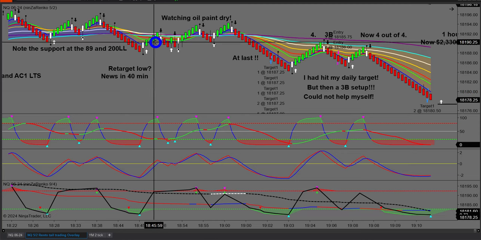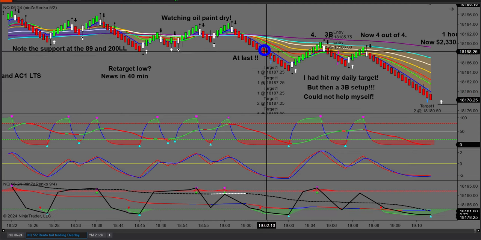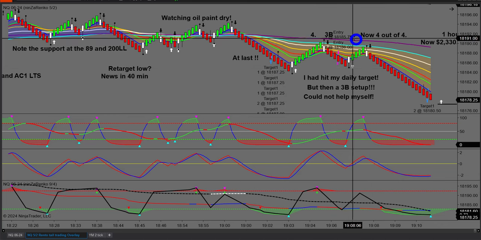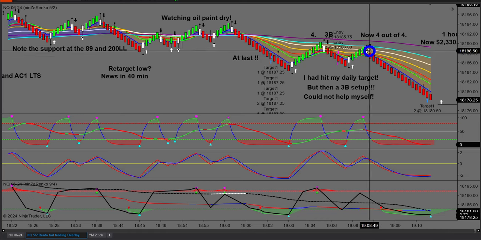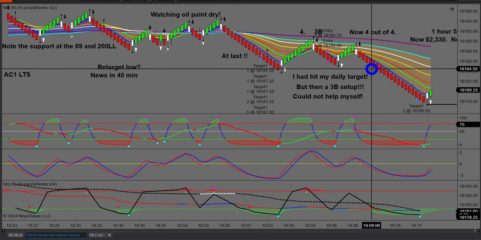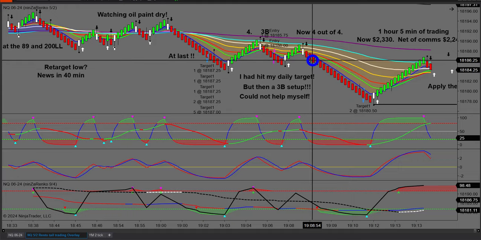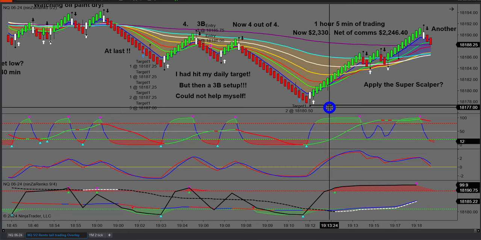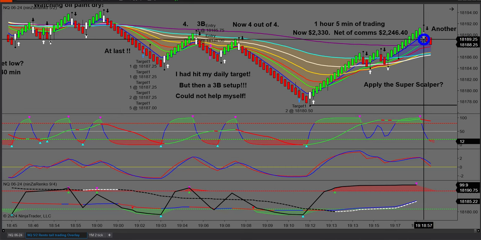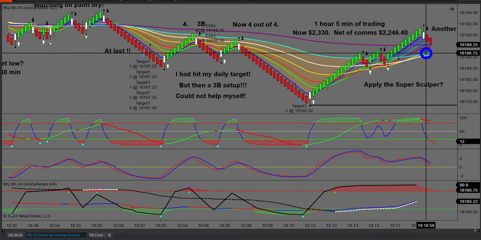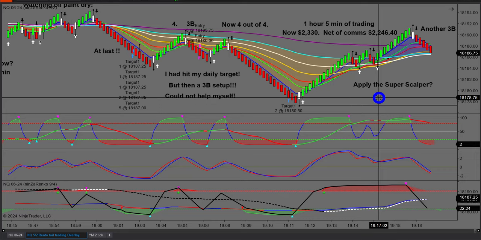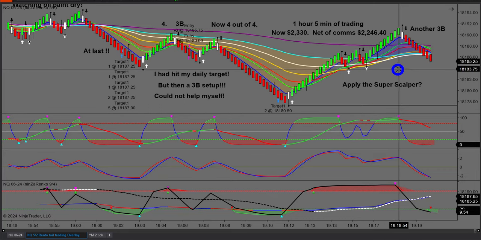Okay, then came down, and so as I said here, hit my daily target, but then a 3B, and see how all of our EMAs have broken below the 200. This is what we call a fanning of the EMA. So even if I didn't jump in that one, had another one, really nice potential entry there. Now what I wanted to point out was we then came down to this low, we then pulled back, then you had another 3B just here, and this is 18 minutes past, and you can see the divergence you had there. Now I didn't take this, by the way, I didn't have the super scalper on part of this time.